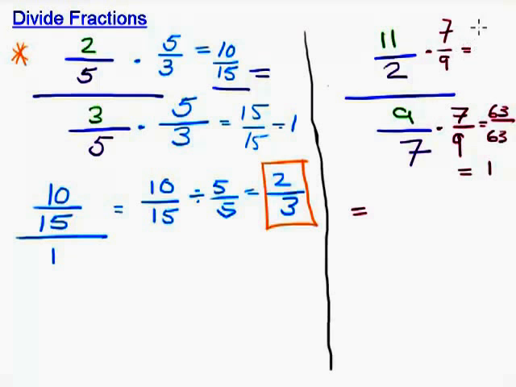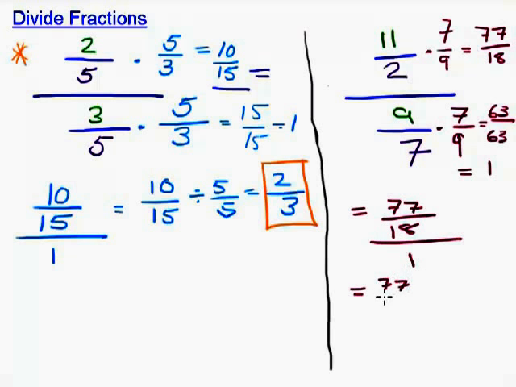And up top in the numerator, we have 11 times 7 is 77, and 2 times 9 is 18. So that gives us 77/18 over 1. And since it's over 1, that's equal to 77/18. For some extra practice with improper fractions, let's go ahead and convert that to a mixed number. 18 goes into 77 4 times. 18 times 4 is 72. So 77 minus 72 is 5. So we're left with 4 and 5/18 as our answer.